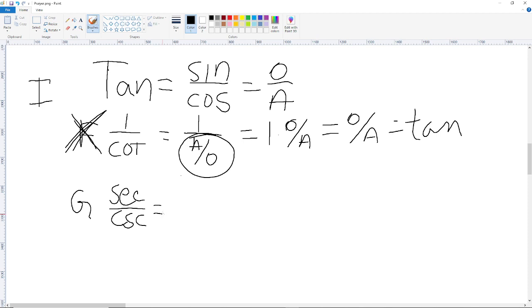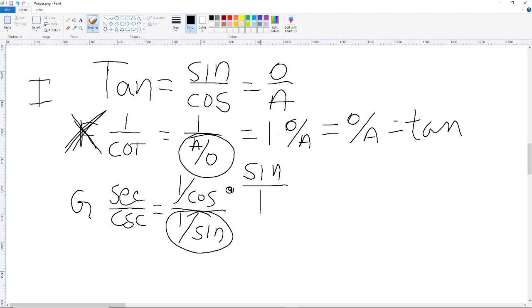So remember, secant is 1 over cosine. Cosecant is 1 over sine. And when we divide by a fraction, we just flip it and multiply. So that's the same as sine divided by 1 times sine divided by 1. Multiply top times top. 1 times sine is sine. Multiply bottom times bottom. Cosine times 1 is cosine. And sine over cosine is tangent, so G is not our answer because we're looking for the one that's not. Let's use the ratios.